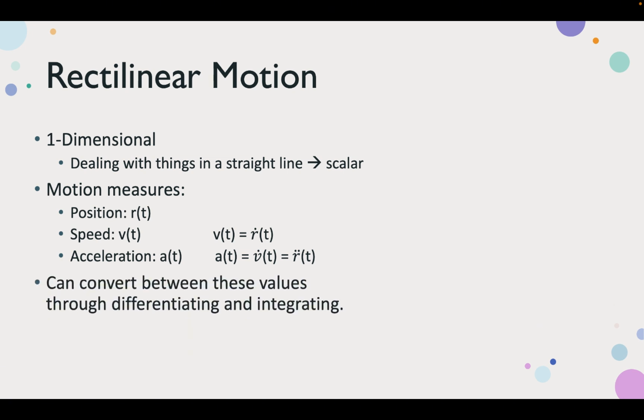So you can always convert between position, speed, and acceleration through differentiation and integration. For example, if you want to find speed, you would just differentiate your position. And if you want to find acceleration, you would take the derivative of speed or the double derivative of position. Likewise, if you want to integrate, if you wanted to find speed, you would integrate acceleration, or if you wanted to find position, you would integrate speed, or you would integrate acceleration twice.